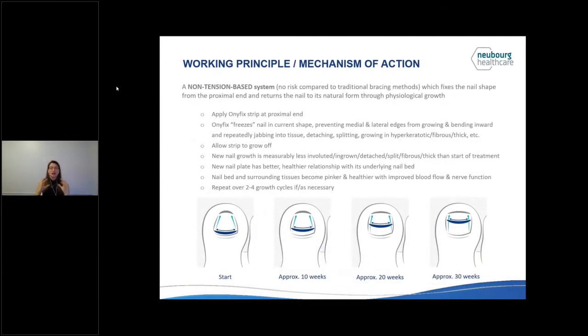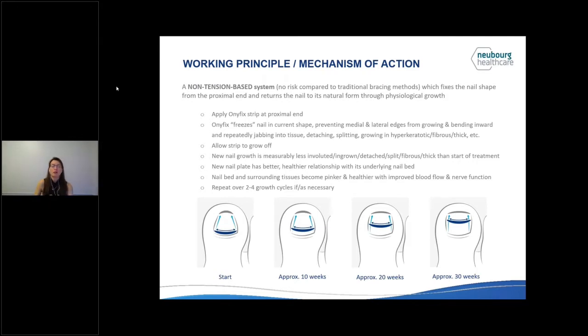This is just the general working principle. I'm not going to spend too much time on this because most of you already know this, but I'm going to remind you that this was the original classic application that Onyfix was originally started with, and certainly still is, but has evolved from this as a non-tension based system. It is the fact that it doesn't require tension or tightening or loosening in any kind of flexible way in order to work. And so there's no risk compared to those traditional bracing methods.